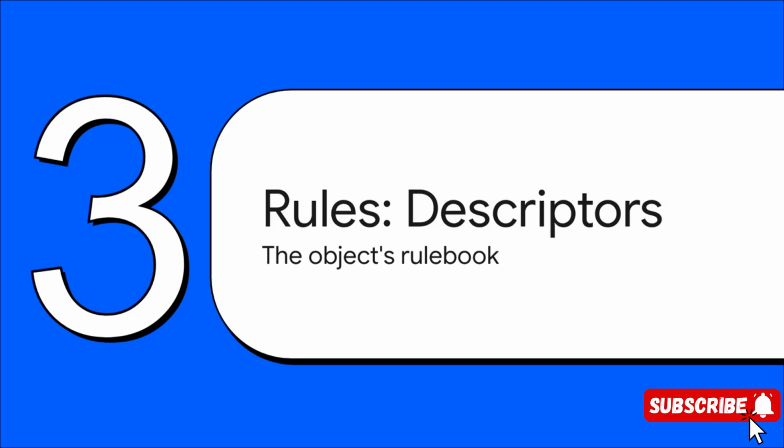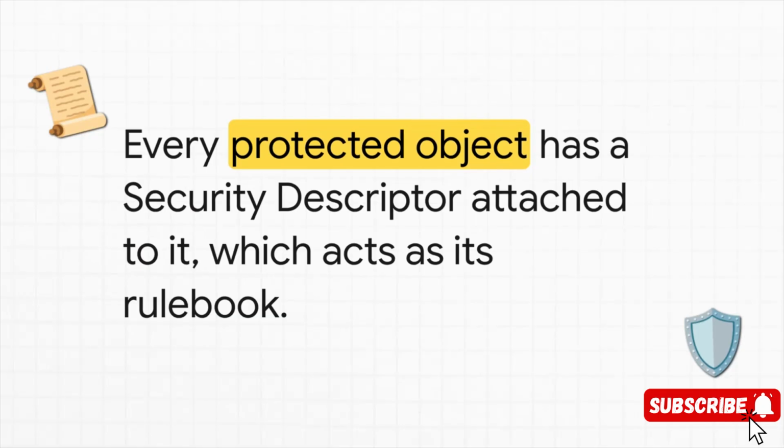All right, so we've got your identity sorted with the access token. Now, let's flip things around and look at the object you're trying to get to. How does a file or a folder have its own set of rules? Well, it has its own little rulebook. See, pretty much every object in Windows that can be secured, we're talking files, folders, registry keys, you name it, has this thing attached to it called a security descriptor.